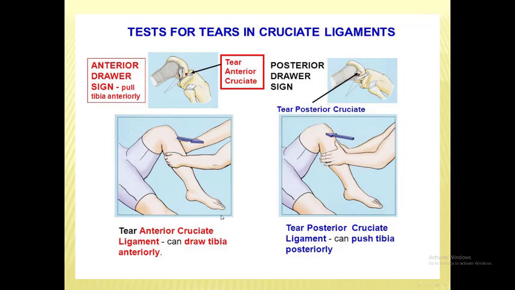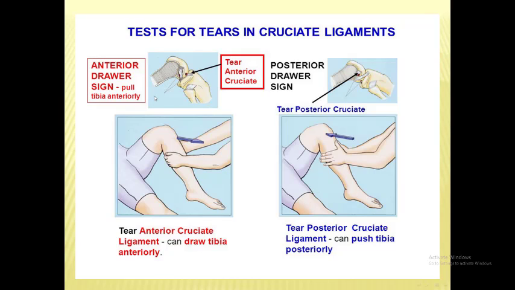The patient will lie supine with the hip flexed 45 degrees and the knee flexed 90 degrees, and stabilize the feet over the couch. Even the doctor can sit over the toes. Then grasp the tibia just below the knee joint. In the anterior drawer test, you pull the tibia anteriorly. The test is positive if there is excessive anterior translation of the tibia more than the healthy side.